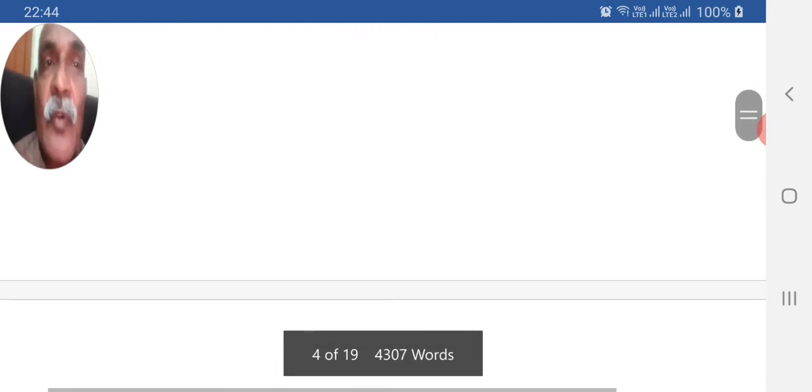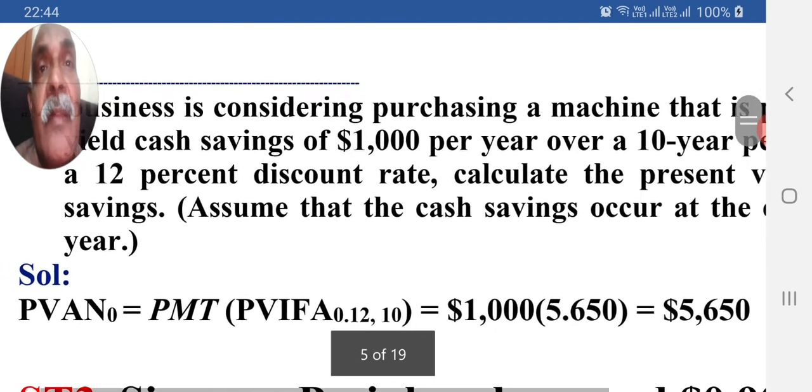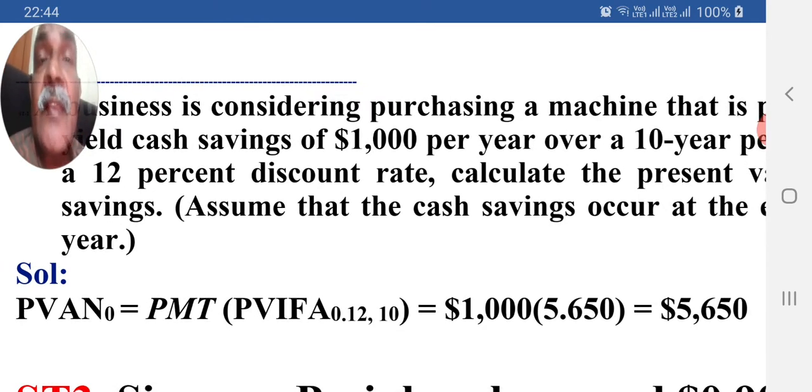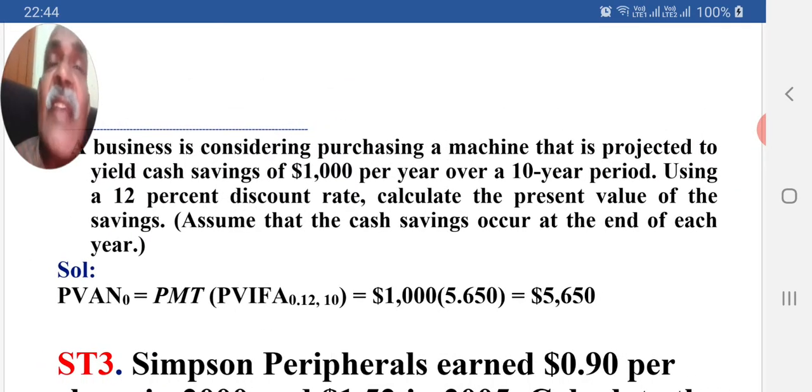Is that clear? So this is the example of 4 options, that is annually, semi-annually, quarterly and monthly or daily. Which option is the best option? Now again, present value. Now you see here, the business is considering purchasing a machine that is projected to yield cash savings of 1000 per year over a 10 years period using a 12% discounting rate. Calculate the present value of savings.